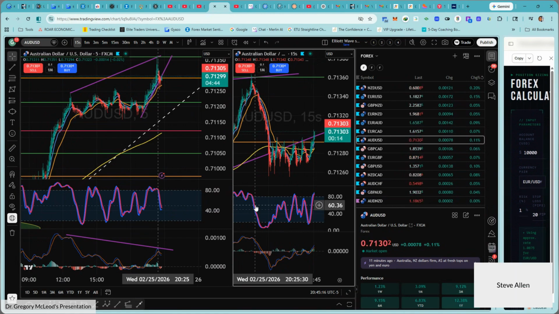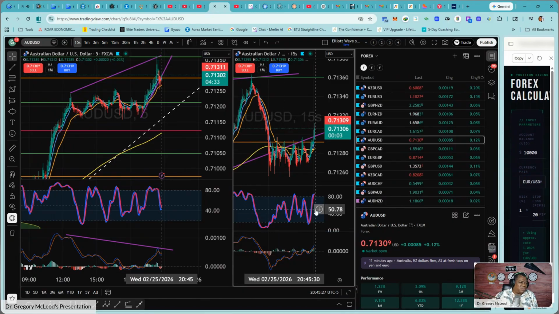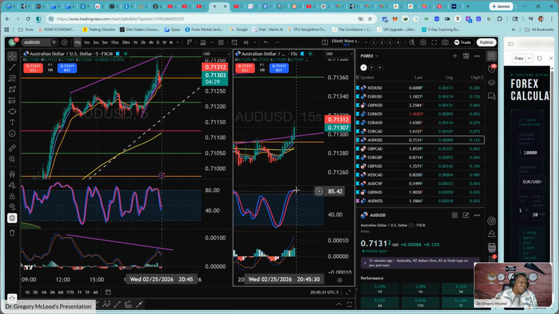Yeah. Okay, we got a breakout. Counter trend move against the trend. It's in trend. Breaking the trend line. I don't know. The moment it breaks out, it's already overbought.